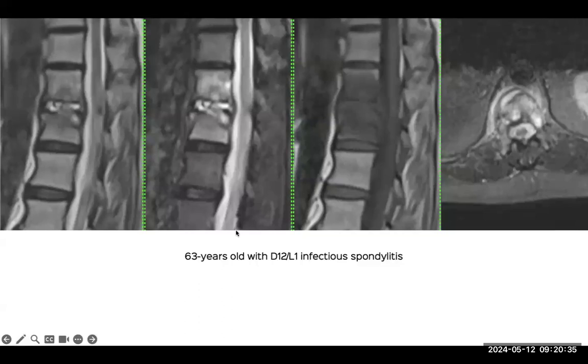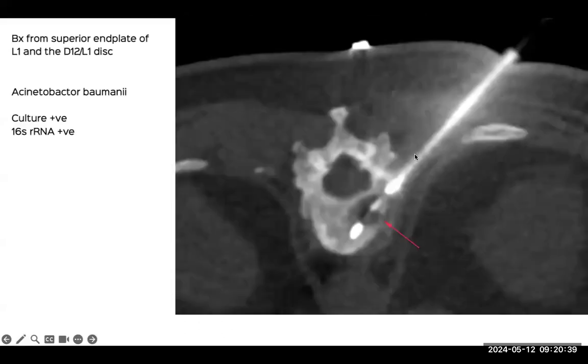So here's a 63-year-old with D12-L1 infectious spondylitis. This was a costovertebral approach, and this was Acinetobacter baumannii, culture positive, 16S rRNA positive.